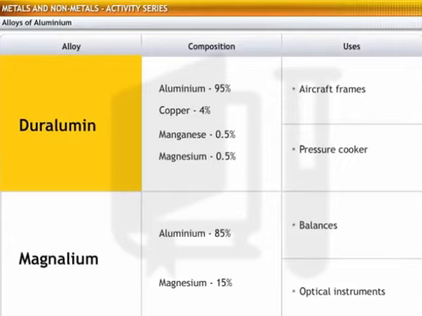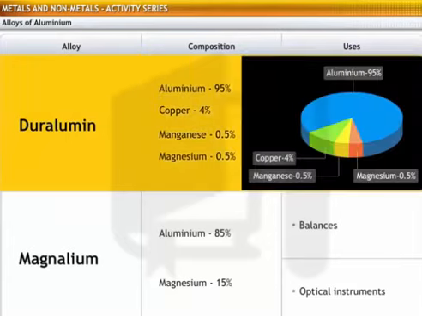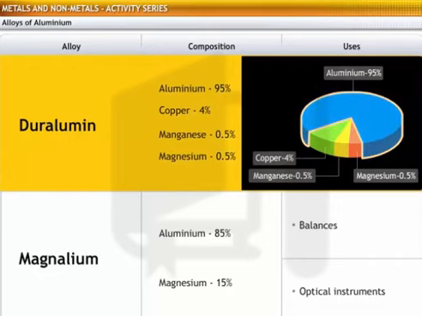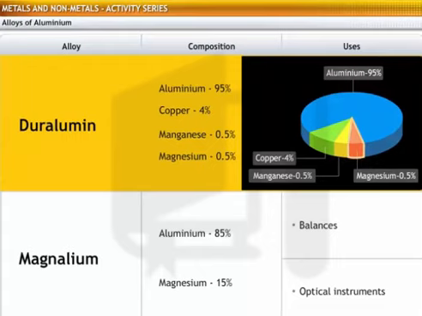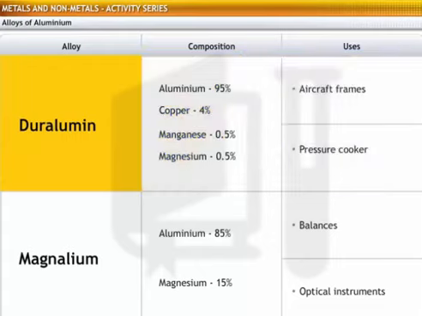Duralumin is a light and tensile alloy of aluminium. Duralumin is composed of 95% of aluminium, 4% of copper, 0.5% of manganese, and 0.5% of magnesium. Let us look at some of the common uses of duralumin.